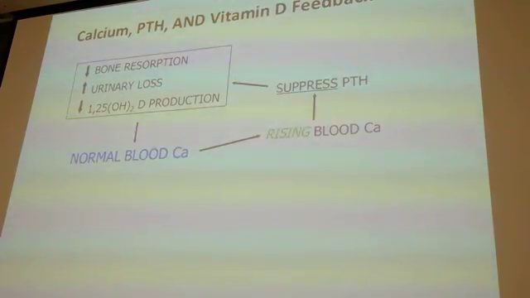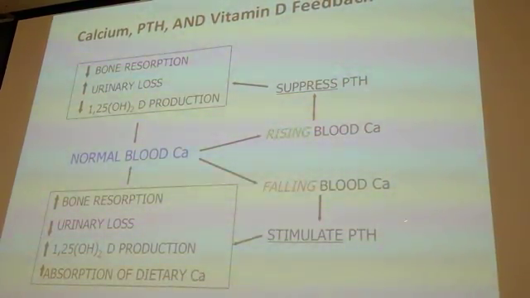Decreasing parathyroid hormone. The opposite is true under conditions in which we have a decrease in blood calcium concentrations. This is going to stimulate parathyroid hormone, which is going to increase bone resorption, so breakdown of bone and release of the calcium, decreased loss of calcium in the urine, and increased production of this active form of vitamin D, which will then cause us to absorb more calcium from our gut.